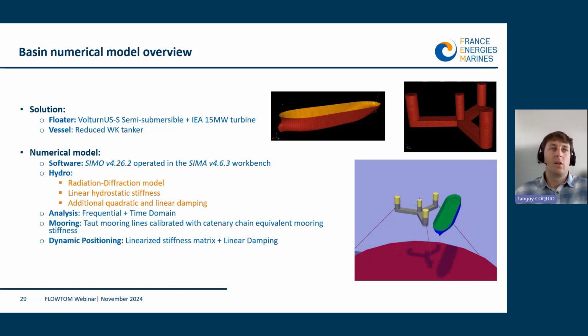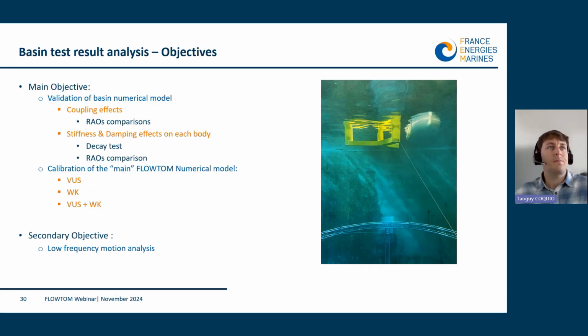And as I said, the mooring is represented by taut mooring lines, but was calibrated through a catenary chain equivalent mooring stiffness in the complete study. For the dynamic positioning, we are looking at a linearized stiffness matrix with additional linear damping to represent the DP that we have seen with the spring in the presentation of Benoit.